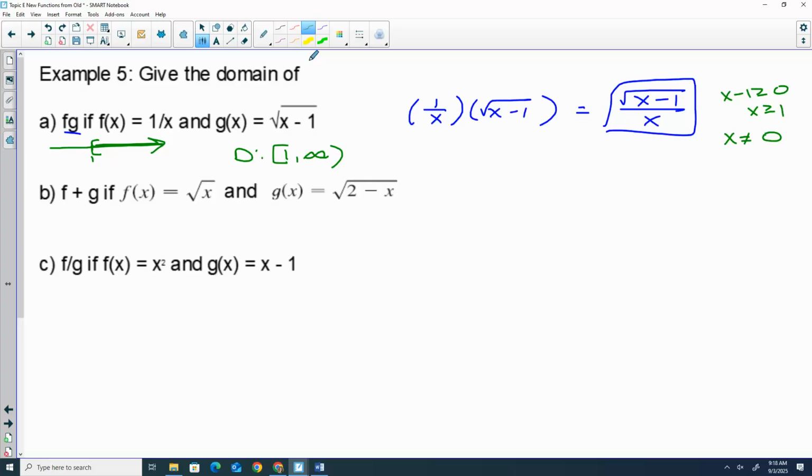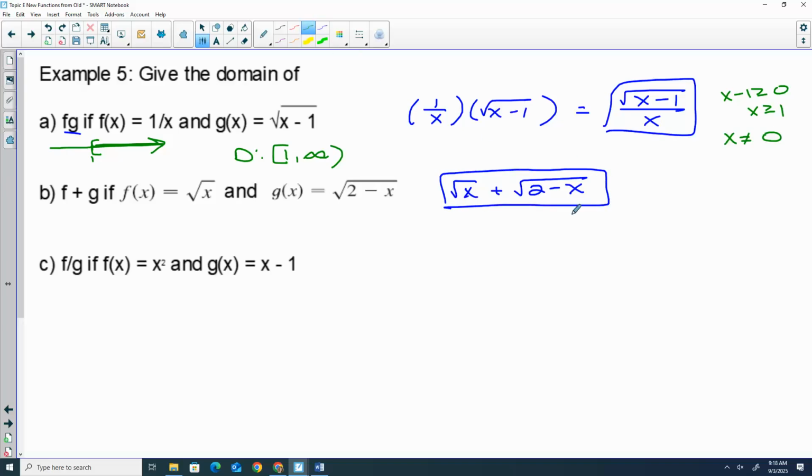Alright, let's look at the second one. If I want f plus g, so f is the square root of x, g is the square root of 2 minus x. Are those actually like terms that we can add? No, that's as far as you would go if I told you to add those things.